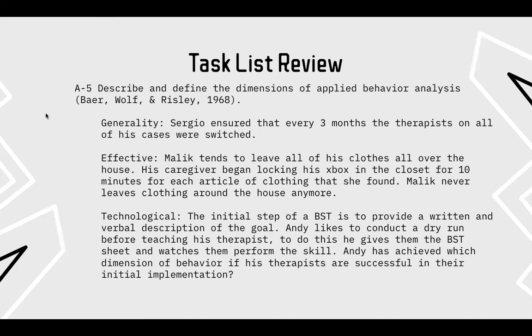This came from A5, describe and define the dimensions of applied behavior analysis. Well, the generality dimension is generalization. So it means you've generalized the skill across individuals, across settings, or across behaviors. Here I have an example. Sergio ensured that every 3 months, the therapists on all his cases were switched. This is going to help with the generality dimension because our clients are going to be able to generalize across different therapists, right? Generality dimension.